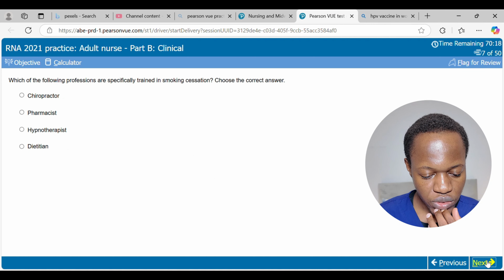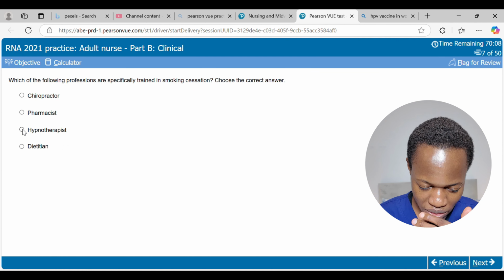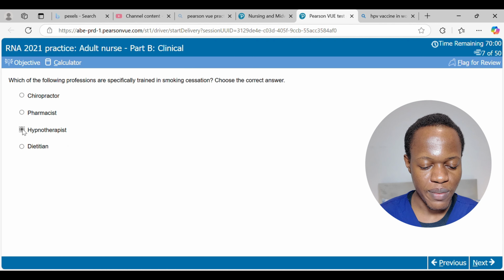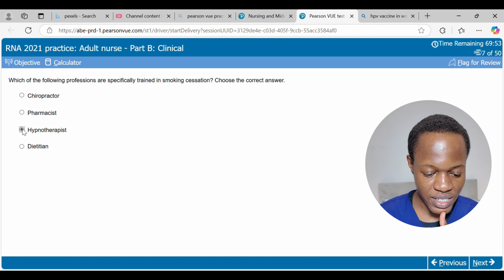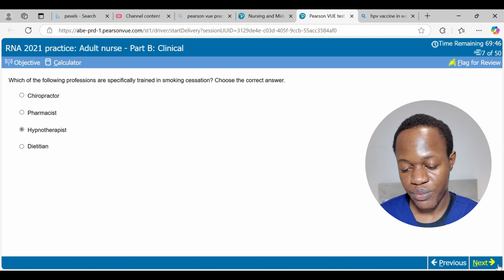Oh dear. Which of the following professions are specifically trained in smoking cessation? Definitely a hypnotherapist, I think. I'm not so sure, but I know that a chiropractor has to do with bones, a dietitian has to do with nutrition, a pharmacist has to do with medication. So I'll choose that one. And again, you can flag for review.